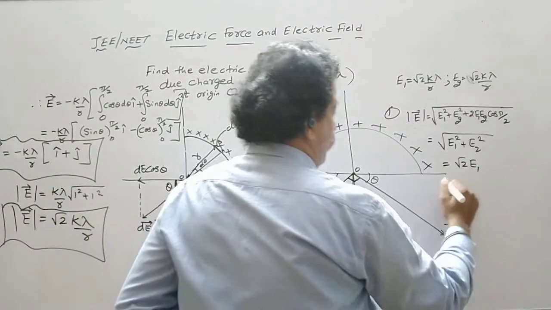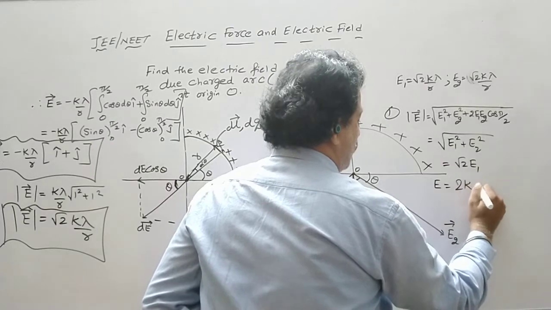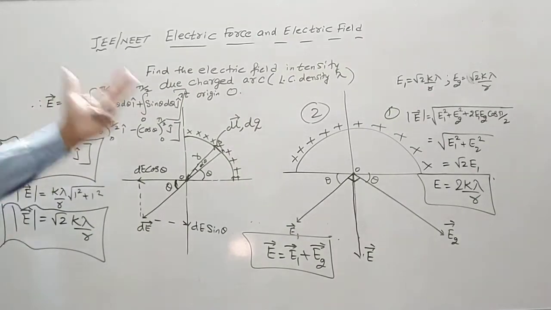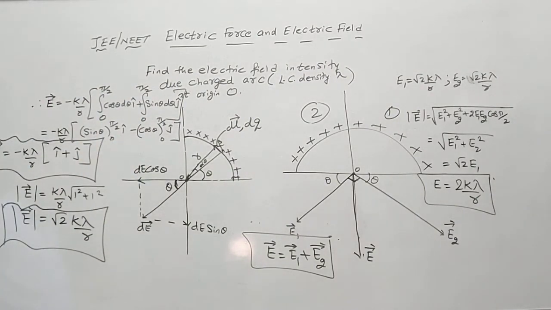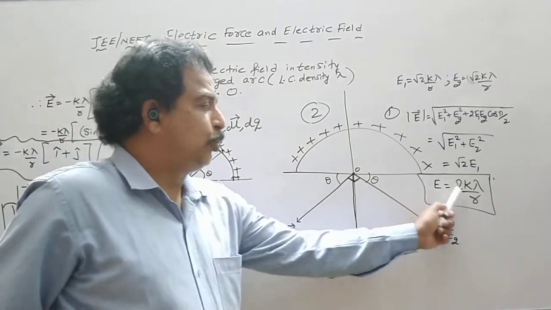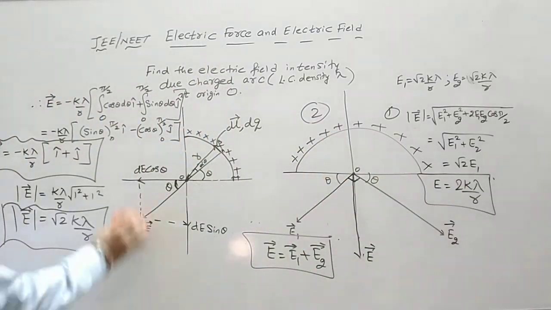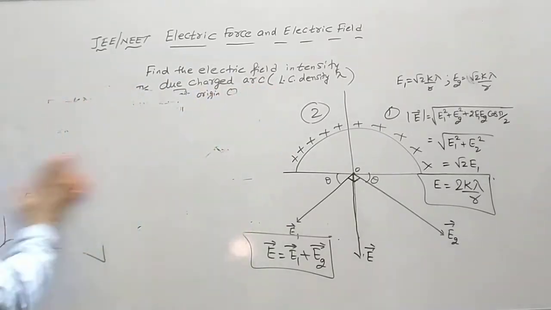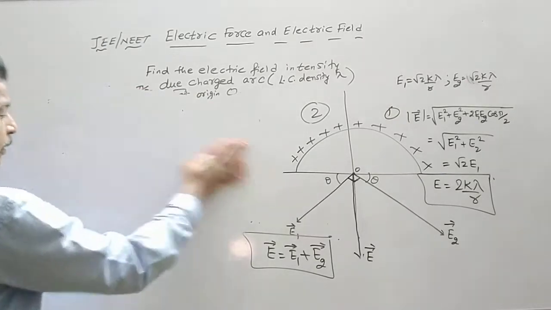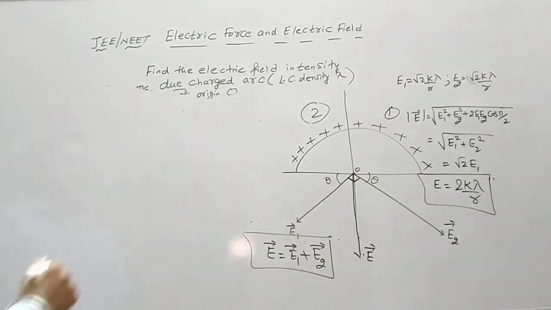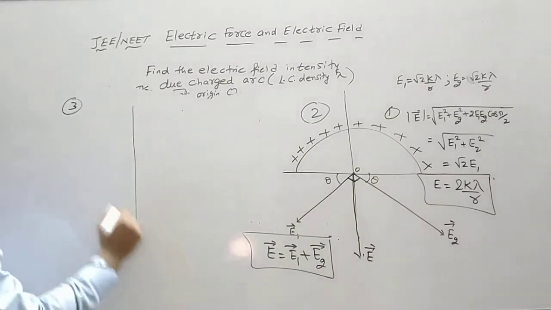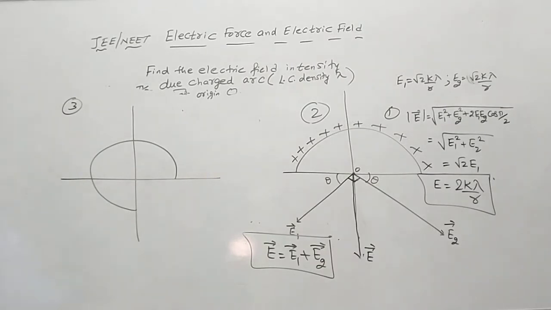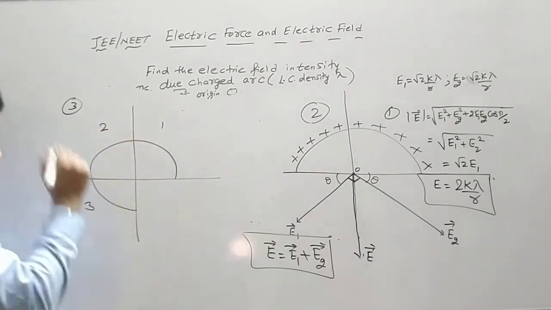Now substitute this value. So E comes out to be 2k lambda by r. This is our answer. So if you have a semicircle, then the resultant would be 2k lambda by r. Directly you can do that. You have to remember this. Now instead of this semicircle, suppose the diagram given is like this. So let us take this as 1, 2 and 3.